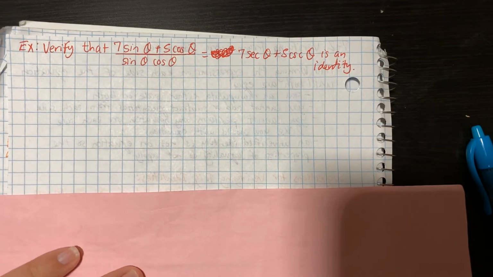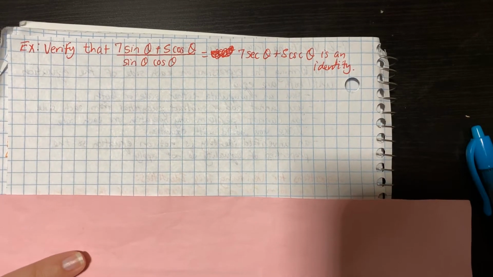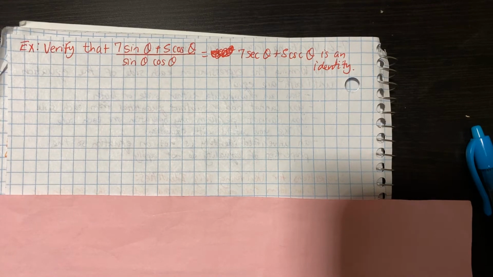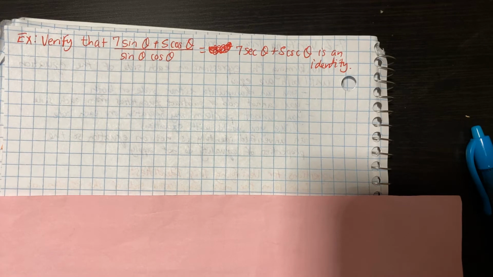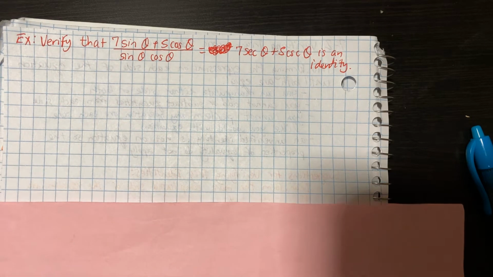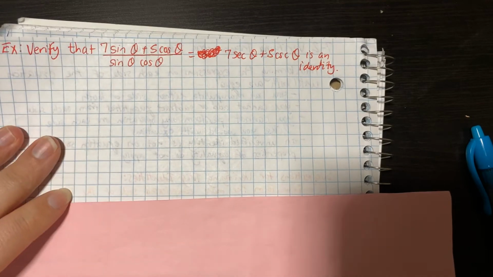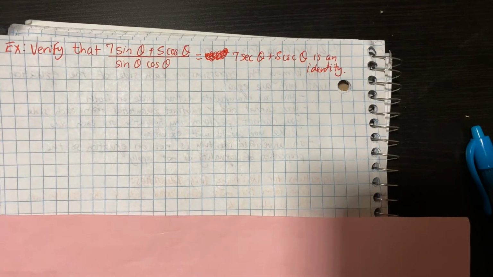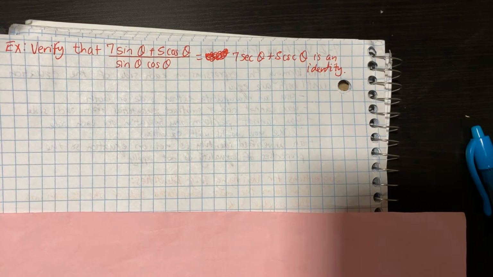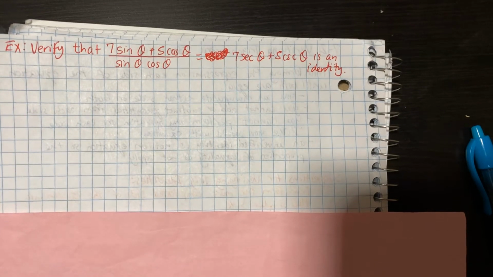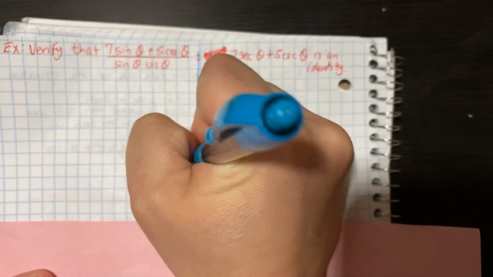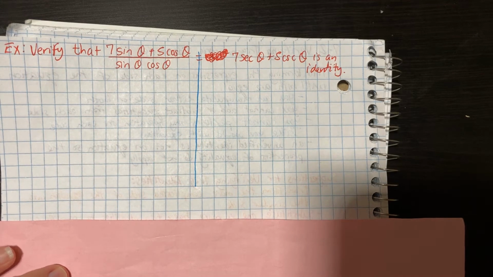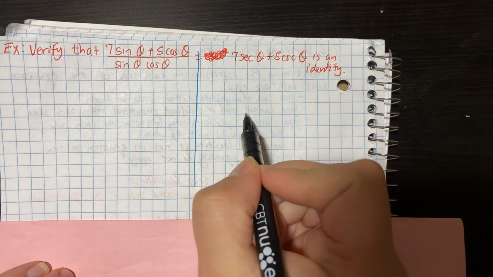Okay, so this is a problem that is kind of messy. It says verify that this mess is equal to this mess and that that is an identity. So what we're probably going to have to do is manipulate both sides. Okay. I'm going to draw a line just so I remember. You don't have to do that every time. It's more just to help you remember as you work your way down.